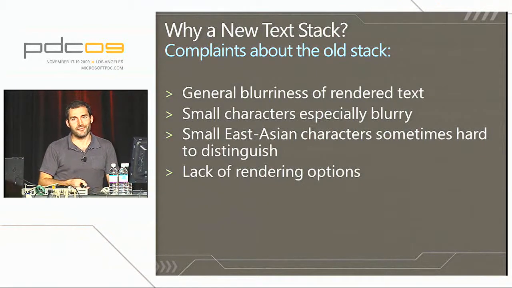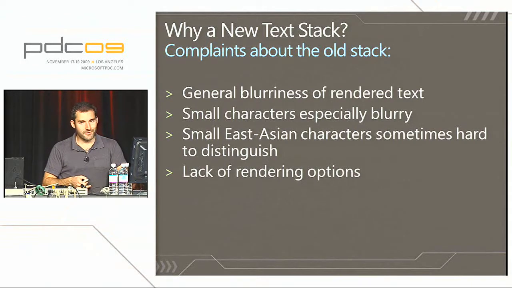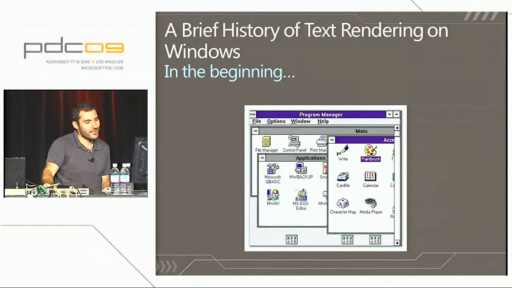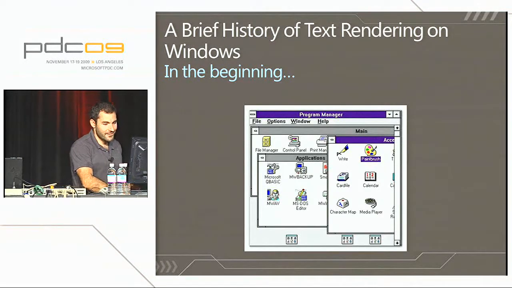Basically, you had ClearType, and that was it. If you changed your system settings, you could get grayscale, but you couldn't get aliased rendering. You couldn't dynamically set it in your application. You couldn't make parts of your application render with ClearType and parts with aliased rendering, so we fixed all of that. But to understand why the text stack was the way it was, I want to go through just a real brief history of text on Windows.